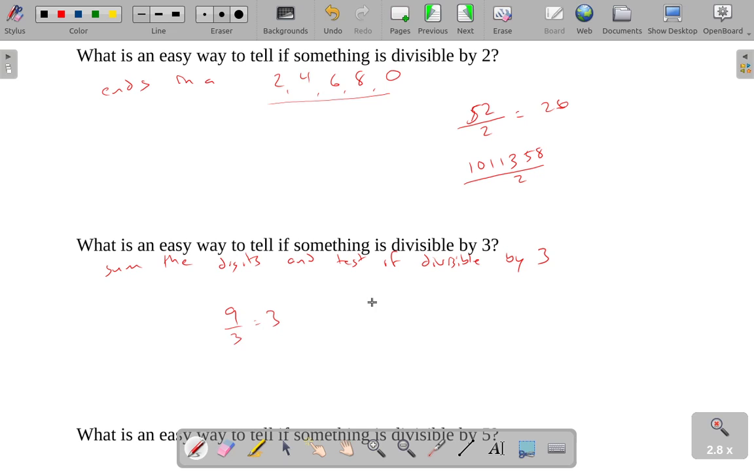Where this really comes in handy is when we have large numbers. 123. Not that large of a number, but let's try it out. To figure out if 123 is divisible by 3, what I'm going to do is take 1 plus 2 plus 3. This gives me 6. 6 is divisible by 3. So that means 123 is divisible.